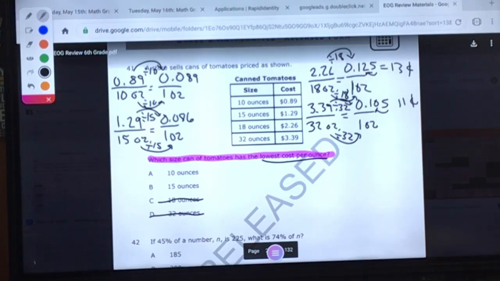We're talking about money, so I don't want to hear tenths. I don't want to hear anything. Why can we get rid of 18 ounces and 32 ounce cans? Why can we get rid of those? Lily? Because they're over 10 cents. Well, they're over 10 cents, so obviously they're not going to be the lowest per ounce. Okay? So now we're looking at these two.